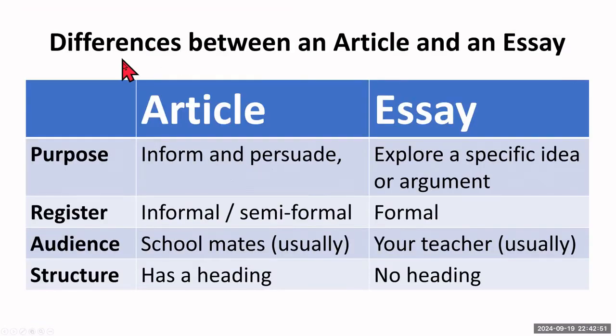Before we end, I just want to talk about the differences between an article and an essay because they are very similar. The purpose of an article is to inform and persuade, whereas for an essay, it is to explore a specific idea or argument. The register for an article is informal or semi-formal, but for an essay, it is formal. The audience for an article is usually your schoolmates. And for an essay, the audience is usually your teacher. The main difference between article and essay is that an article has a heading, whereas an essay does not.